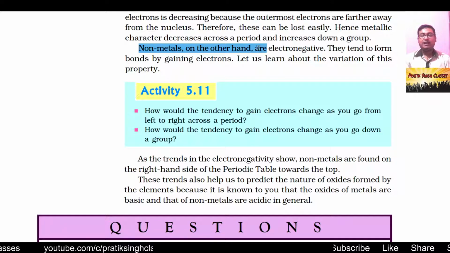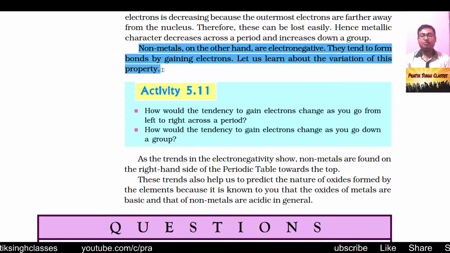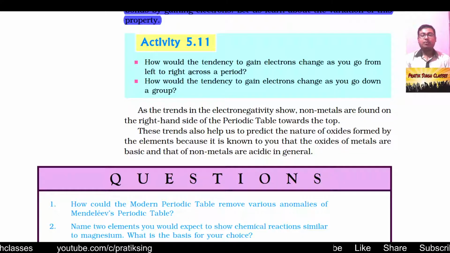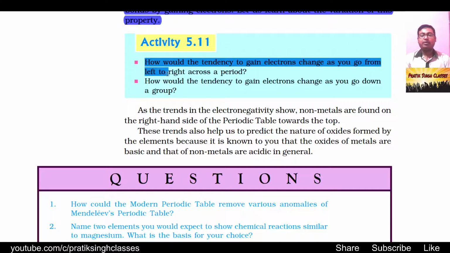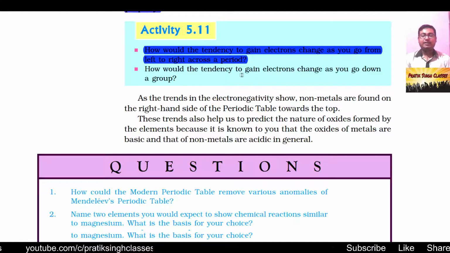Non-metals, on the other hand, are electronegative because they gain electrons, or they try to attract the electrons towards themselves. They tend to form bonds by gaining electrons. Let us learn about the variations in this property. Activity 5.11. How would the tendency to gain electrons change as you go from left to right across a period? When we go from left to right, the tendency of gaining electrons increases, and thus the electronegativity increases, and so the non-metallic character increases.